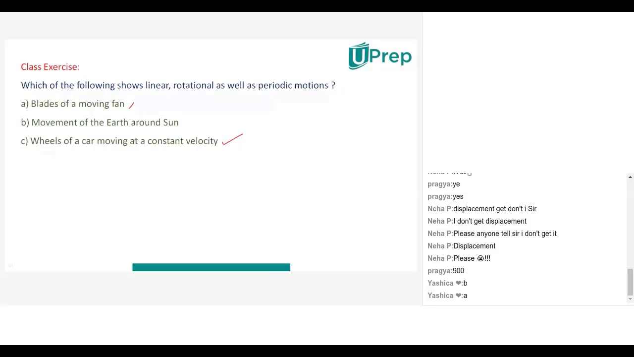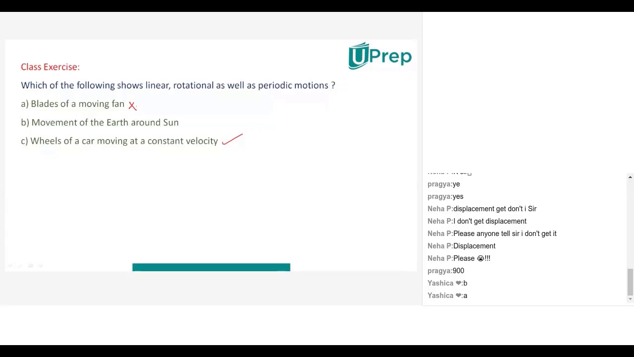Blades of a moving fan will not have a linear motion. As you know, it is rotatory. Just now I explained about it. Movement of earth around the sun is periodic, rotational, but it is not linear. So wheels of the car moving at a constant velocity will be rotational as well as linear and periodic also, isn't it?